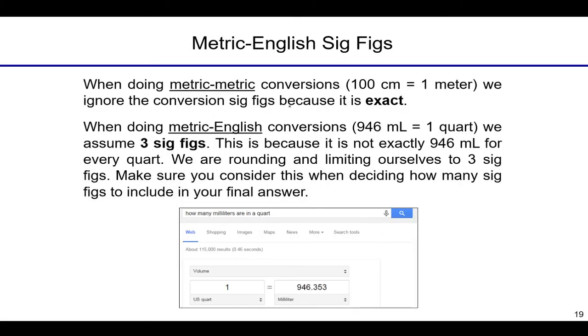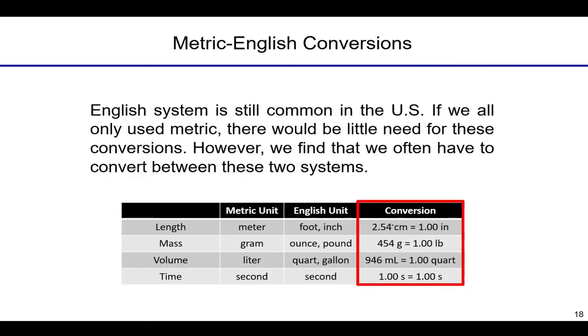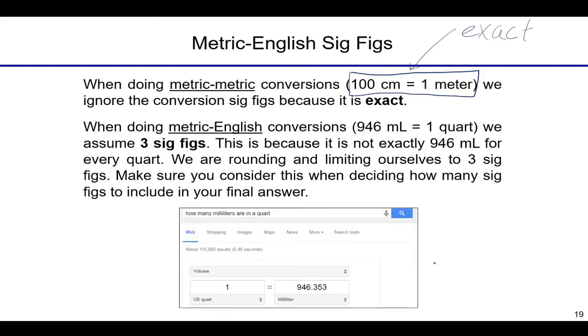Now, while the metric-metric conversion was exact and we didn't have to worry about Sig Figs, whatever Sig Figs we started with in the problem were the Sig Figs we ended with in the metric-metric conversions, because all of these were exact unit equations. The problem is when we're converting between metric and English, we generally limit it to 3. So the things in this table, you'll notice are all 3 Sig Figs, but those aren't exact numbers, they're rounding, right? 946 milliliters and 1 quart?